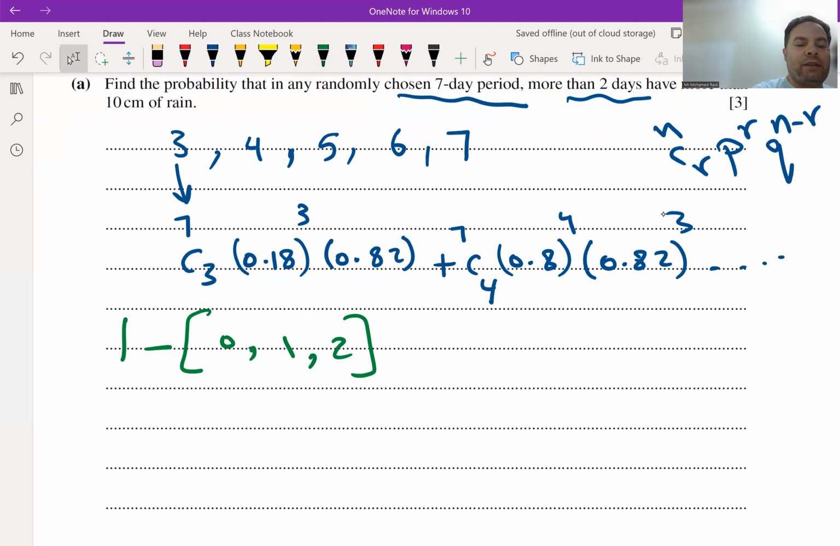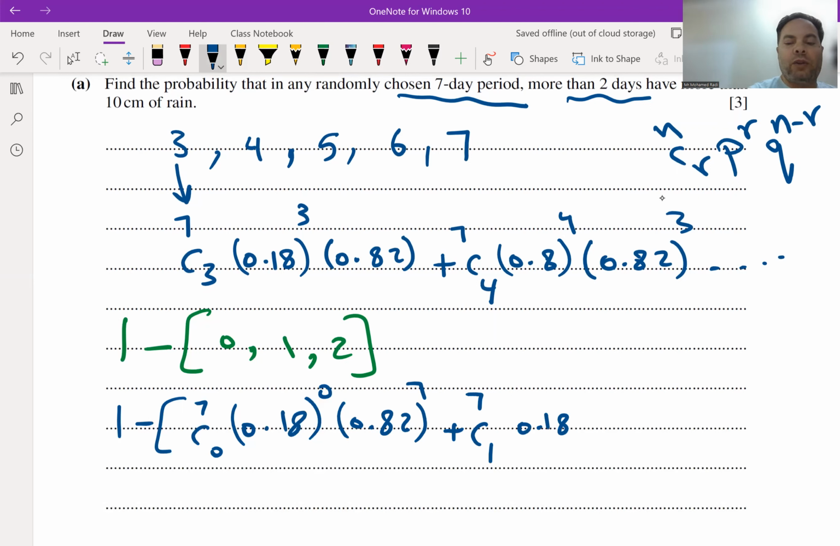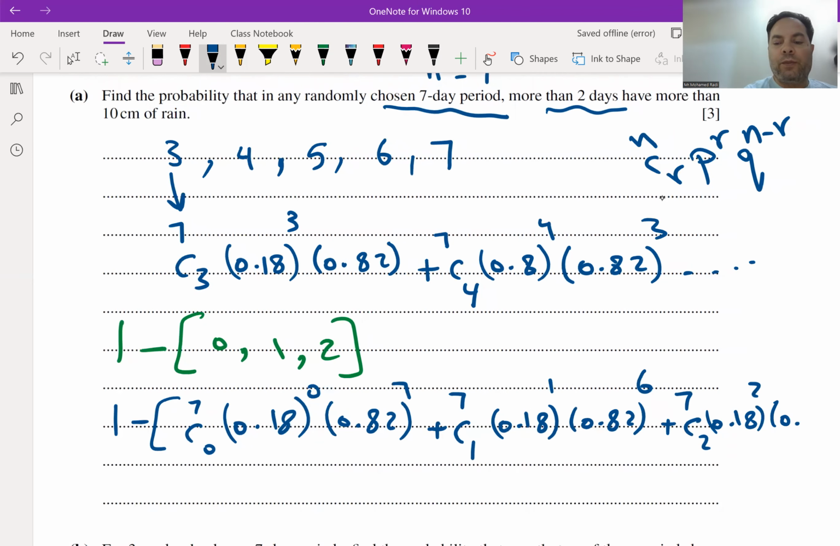So 1 minus 7C0, 0.18 all to the power of 0, and 0.82 all to the power of 7, plus 7C1, 0.18 all to the power of 1, and 0.82 to the power of 6, plus 7C2, 0.18 all to the power of 2, multiplied by 0.82 all to the power of 5.